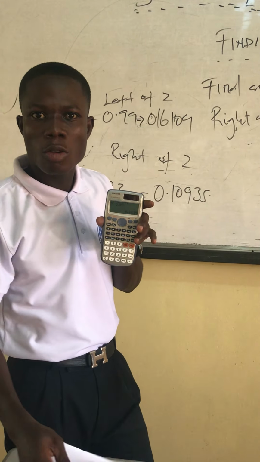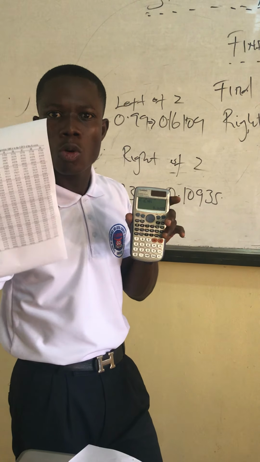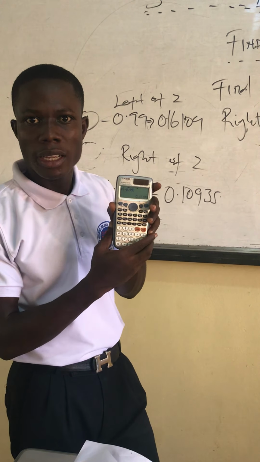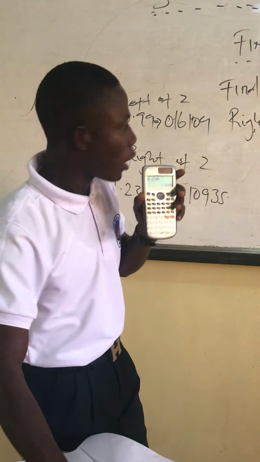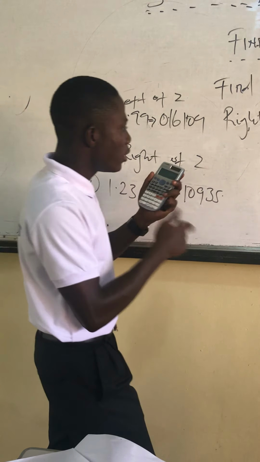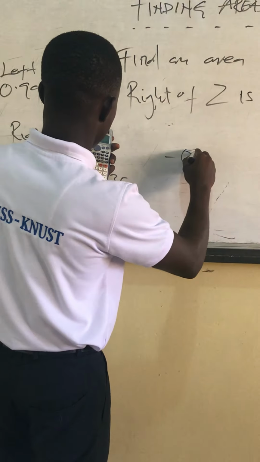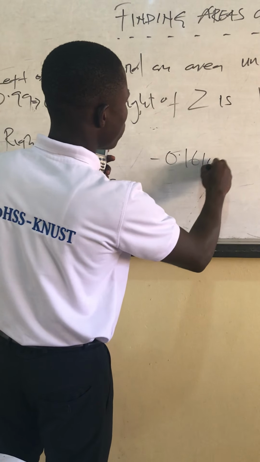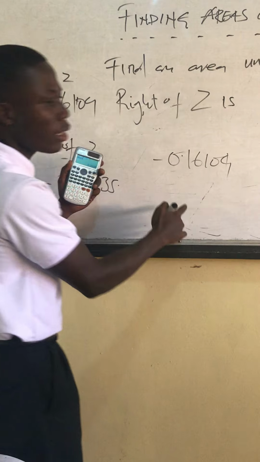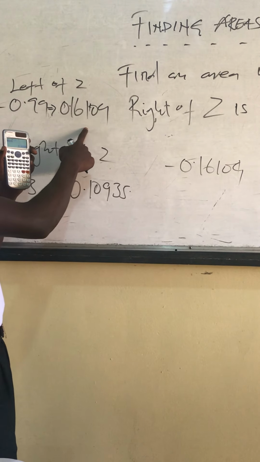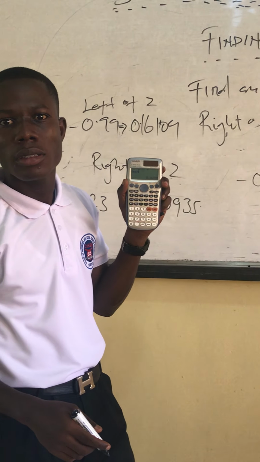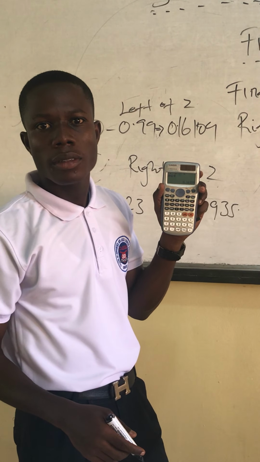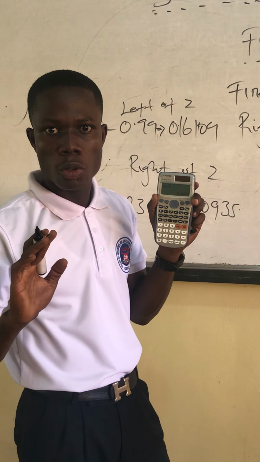So in the absence of this standard normal table, you can also use the calculator to find areas. That's what I'm showing you. So on the calculator, when I pressed equal to, I got 0.16109. And you can bear with me that it corresponds to this answer, meaning I'm correct. Please, I hope you understand what I'm trying to show you.